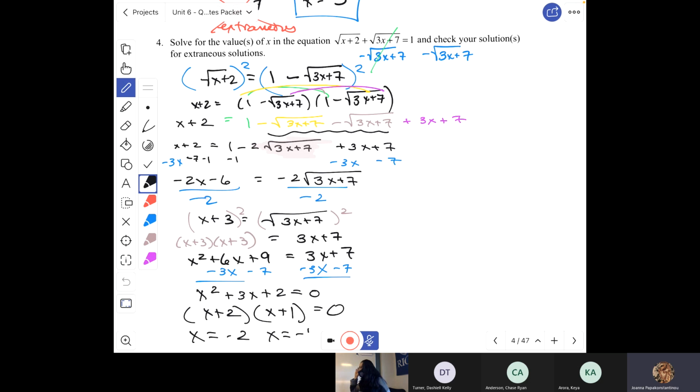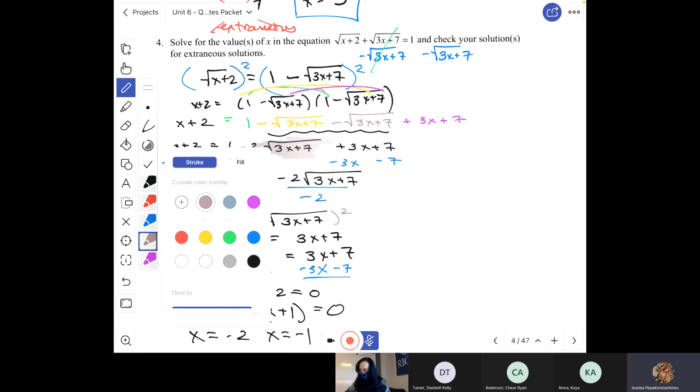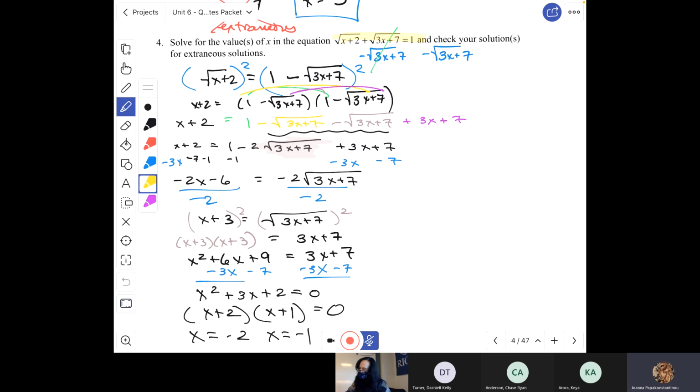Algebraically, I found those two values of x, but am I done? No, you better check those answers. You go back to that original problem and you check those answers. Check x equal -2, check x equal -1. You tell me, are either of those extraneous?